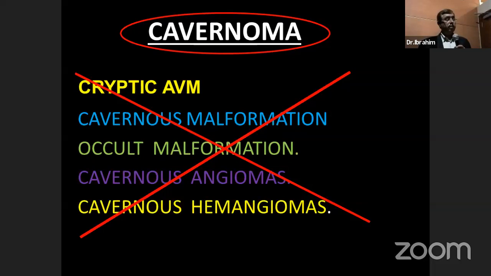Forget all about these terminologies. They are gone. Nobody is using them. Cryptic AVM, because they were not seen on angiography. Cavernous malformation, it's not. Occult malformation, cavernous angioma, cavernous meningioma, no. The terminology that's accepted internationally is cavernoma. Still, you see the radiology report speaking about cavernous meningioma.